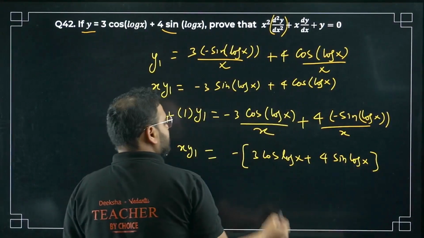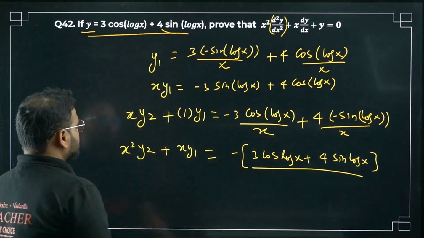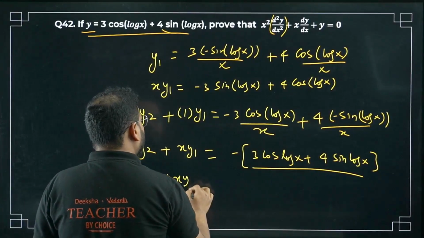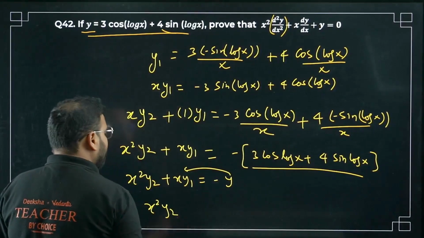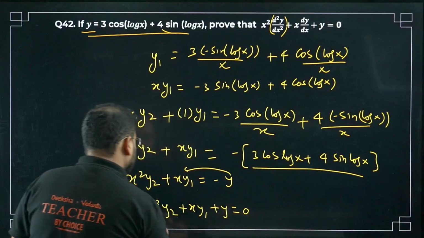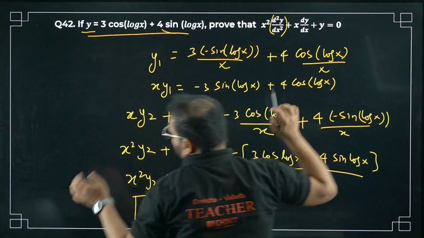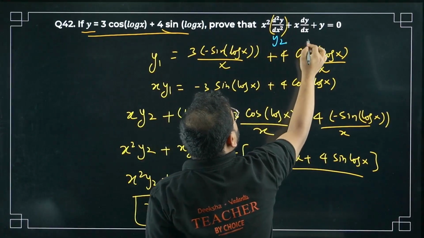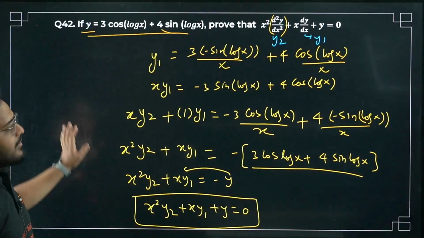Now check carefully. This is nothing but the value of your y. 3 cos log x and 4 sin log x. So right here, x square y2 plus x y1 equals minus y. Put it on this side, it will become x square y2 plus x y1 plus y equals 0. Same thing is written over here. What is this going to be? This is nothing but y2 only, right? This is y2. This is going to be y1. Agreed? Please check. All right, 42 is done.